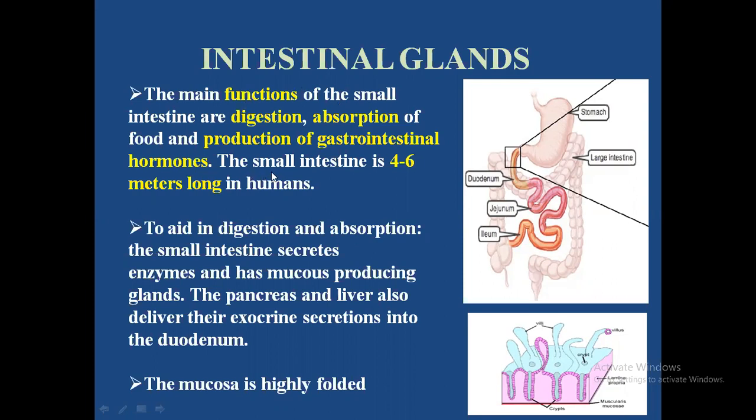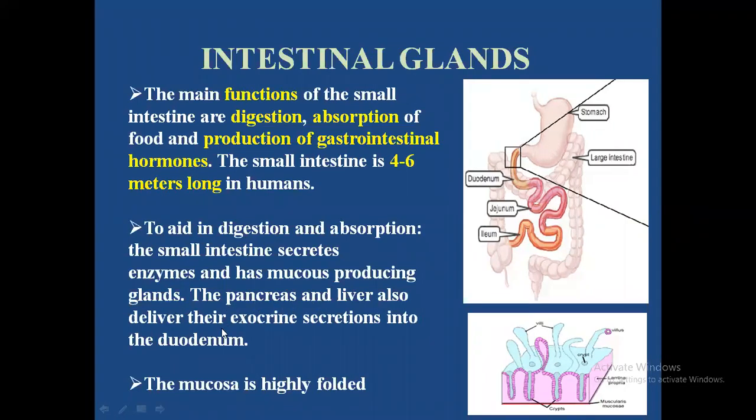You may see the small intestine here; after the stomach region, the small intestine starts. The first curve we call the duodenum, the next folding structure we call the jejunum, and the last one is called the ileum. Three parts are present in the small intestine: duodenum, jejunum, and ileum. The length of the small intestine is 4 to 6 meters. To aid in digestion and absorption, the small intestine secretes enzymes and has mucus producing glands.